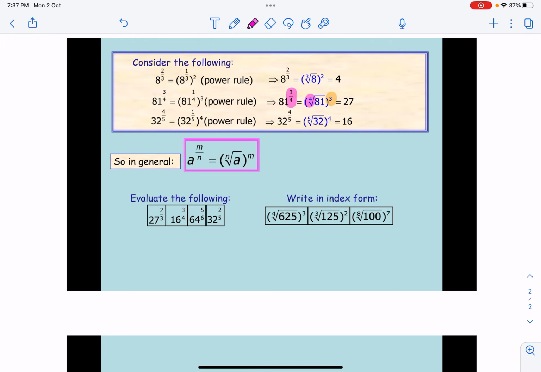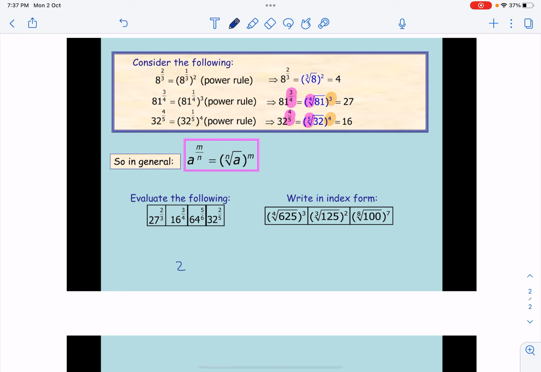Similarly, 32 power 4/5 here. The denominator 5 means you take the fifth root of 32, and then afterwards, the result you will have to do power 4. Okay, so let's have a look at this example then.